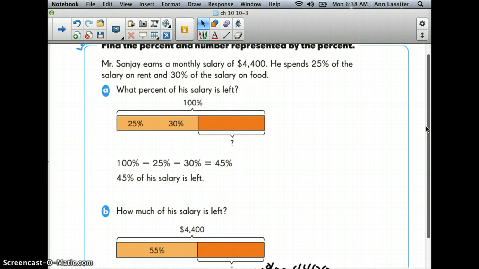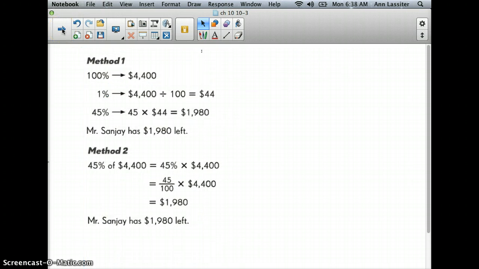So you'll see this bar model is very similar to the one above. They've combined the amount spent to be 55%, so the amount remaining is your 45% that we found above. So basically you need to find 45% of 4,400.